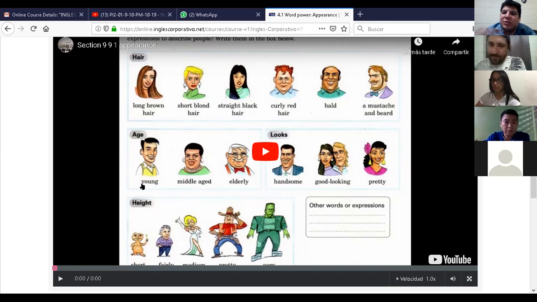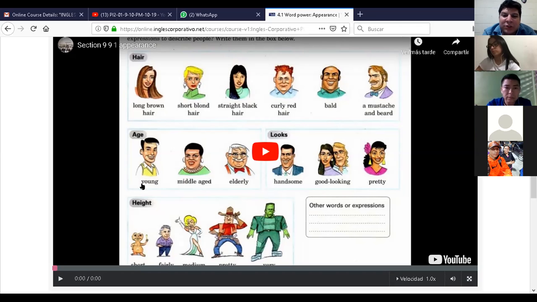Let's go with looks. Say it with me. Looks. Los ending sounds son muy importantes. Sería la S. Looks. Es muy común que no la pronunciemos, sería look. Okay. Tenemos que decir looks para plural, right? Looks. Looks. All right.